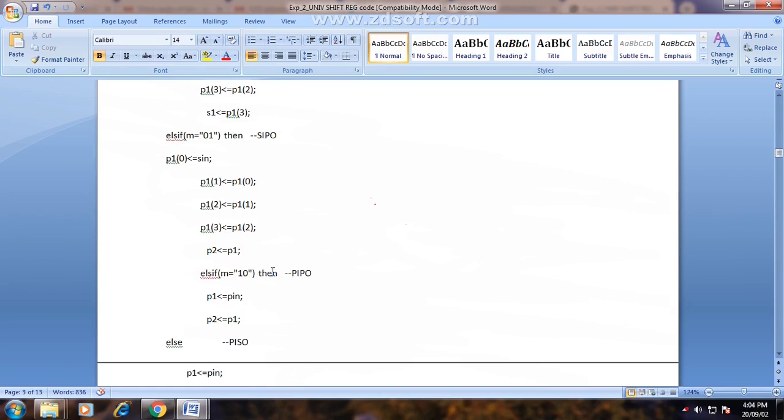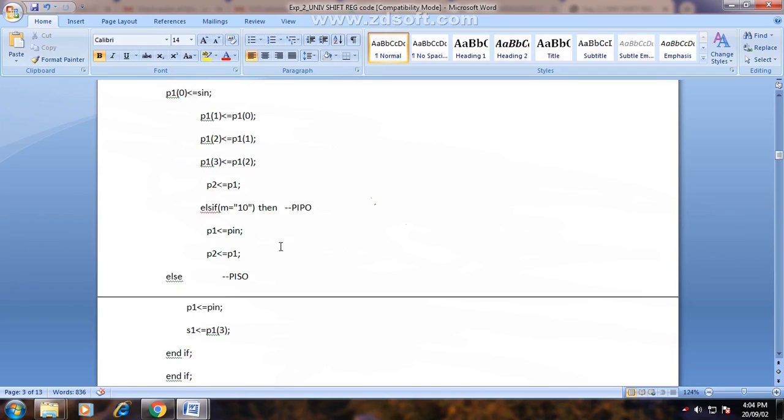Then second mode, if your mode is equal to 0 1. So which is this mode? It is serial in, parallel out. So again, whatever is in serial in data pin, that will be transferred to P1 of 0. Again, it will be shifted from P1 of 0 to P1 of 1, then to P1 of 2, then to P1 of 3. And finally, since it is parallel out, whatever are the 4 bits in P1, that all will get transferred to P2. And from that P2, it will be transferred to P out, that is defined in the output process.